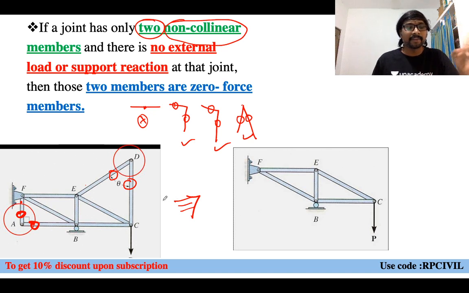Practically don't remove. Why? Stability is maintained to be maintained or not. But practically don't remove. But for analysis, for simplification of analysis, you remove these 0 force members and analyze further. What will happen? Compared to this complex structure, your simplified structure is obtained or not? Yes. Right? Now analysis will become very easy.